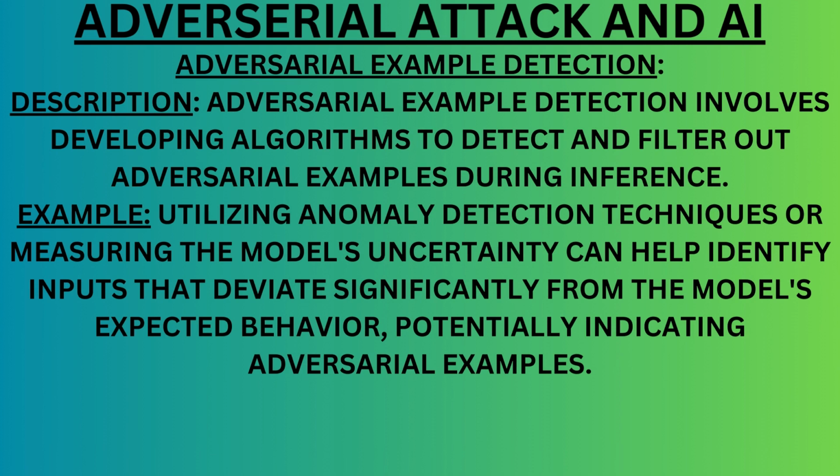Adversarial example detection. Description. Adversarial example detection involves developing algorithms to detect and filter out adversarial examples during inference. Example: utilizing anomaly detection techniques or measuring the model's uncertainty can help identify inputs that deviate significantly from the model's expected behavior, potentially indicating adversarial examples.